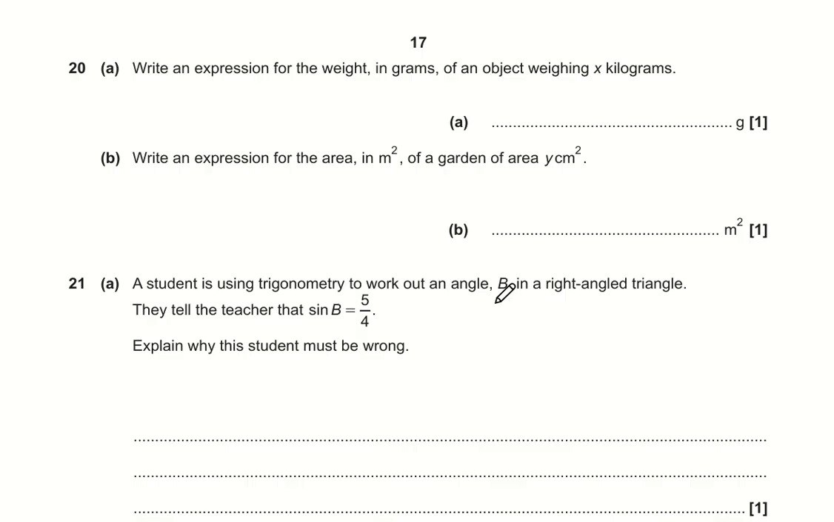Read the question. Write an expression for the weight in grams of an object weighing X kilograms. For 1 kilogram, how many grams are there? Thousands. So I can write X times 1,000. The answer is 1,000X grams.